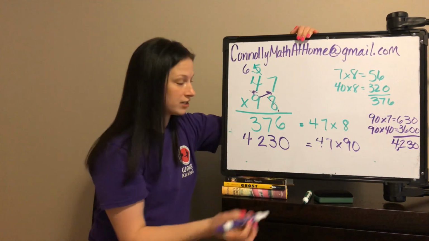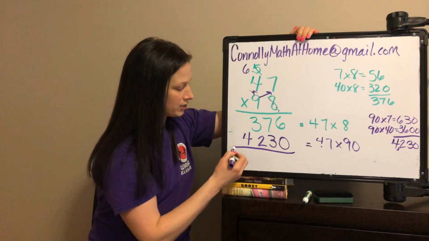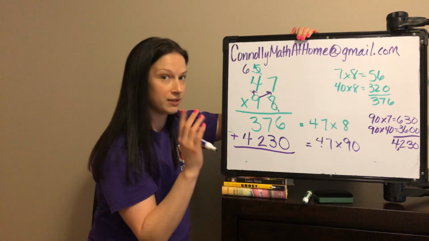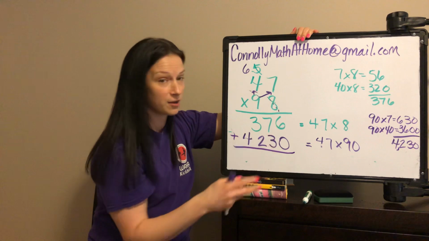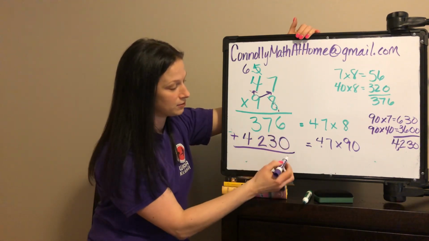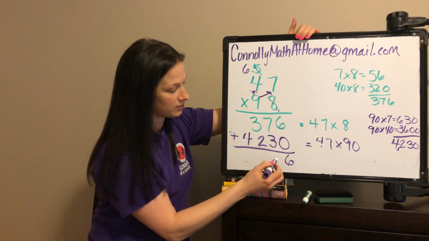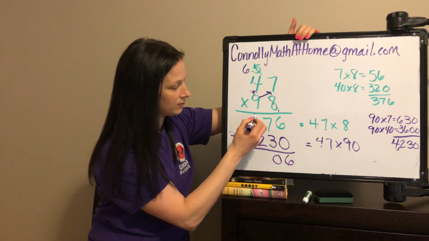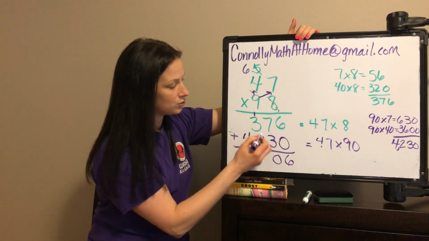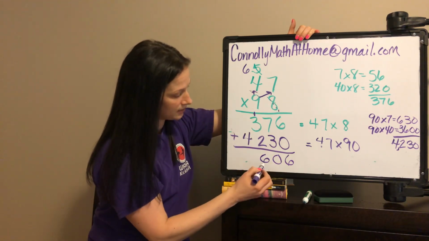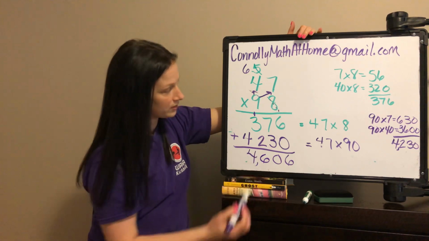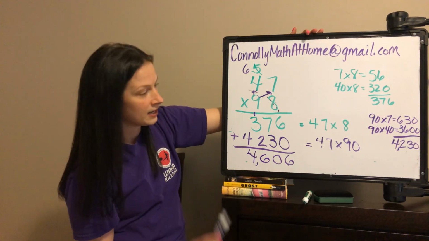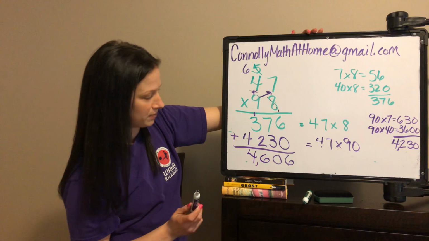Just like the other strategies that I went over, the 4th grade strategies that we refined in 5th grade, before the standard algorithm, you're going to combine your 2 subproducts. 6 plus 0 is 6. 7 plus 3 is 10. We're going to carry the 1 over here. 2 plus 3 plus 1, 6. 4,606. And I will be the first to admit that I do make mistakes sometimes.